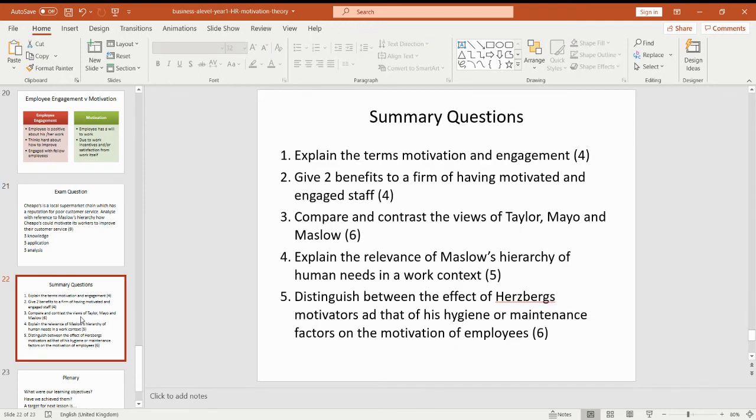Finally, I have some summary questions to summarise this unit. So the first one is looking at the terms of motivation and engagement and just getting a detailed explanation. The next one is looking at the benefits of having motivated staff. Number 3 is comparing and contrasting the views that we've looked at today of Taylor, Elton Mayo, which I haven't covered and which I would like you to do a little bit of research into, and Maslow. Looking at the relevance of Maslow in a work context, which we've discussed earlier, so to just clarify that you understand that. And the last one is to distinguish between both Herzberg's factors and how they affect motivation.